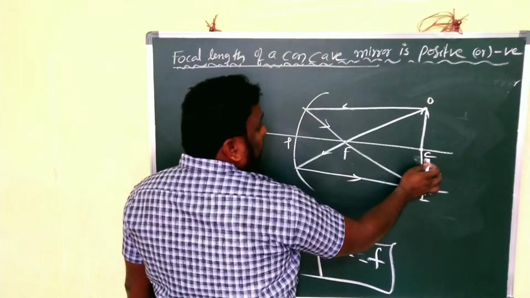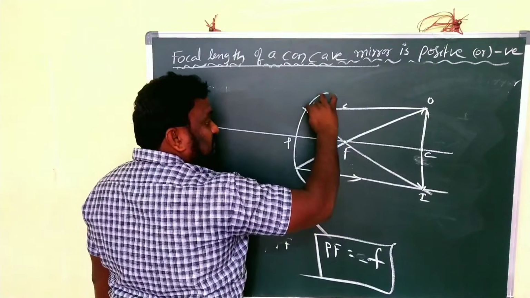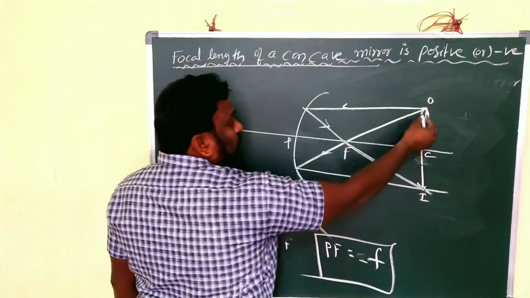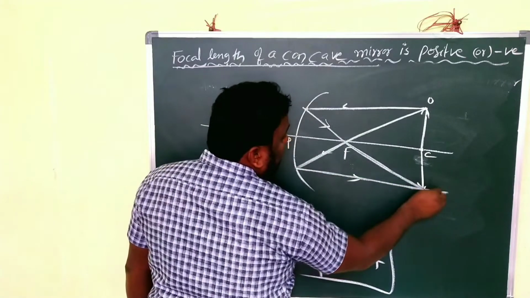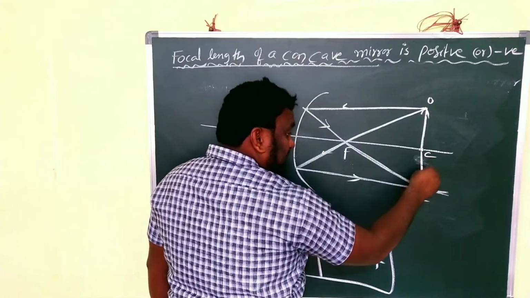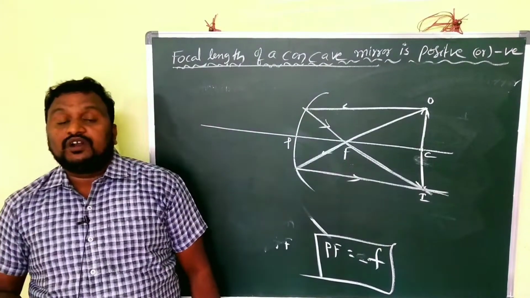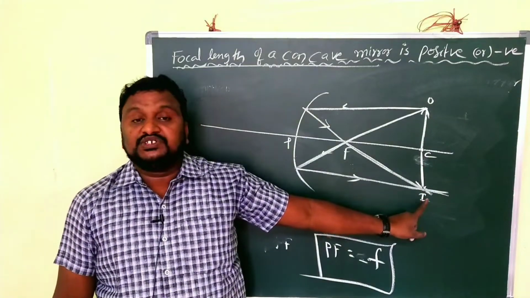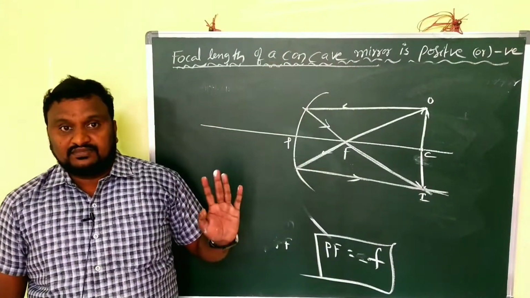The object is at the center of curvature. The ray parallel to the principal axis, coming from the object, after reflection passes through the focus. And now the ray that passes through the focus, after reflection, is parallel to the principal axis. Clear, children? So here at the same center of curvature we are drawing the image. And what is the nature of the image? Real, inverted and the same size. It is an inverted image, a real image, and it has the same size as the object. That is the nature of the image.